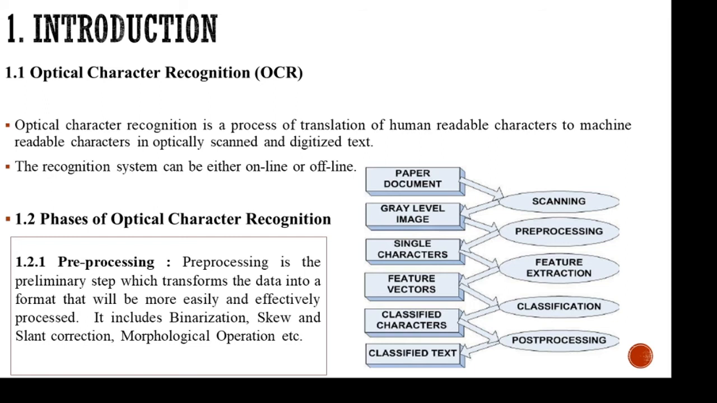Pre-processing plays a very important role, because during the scanning, if the page is not placed properly, it will be turned, which is called skew. So it is necessary to remove the skew to make the binary image. Pre-processing plays a very important role.